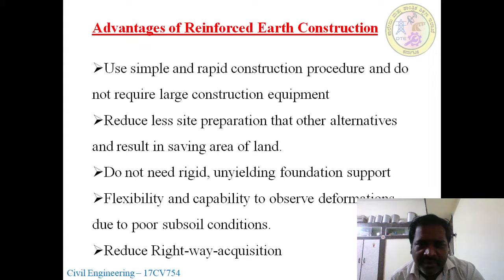Another advantage is flexibility and the capability to absorb deformations due to poor subsoil conditions, where the soil has less favorable properties. We provide the strips or reinforcement materials for the improvement of the soil's properties. Where we have a poor subsoil, we provide reinforcement to increase its properties, from poor to rich subsoil condition, and it reduces right of way acquisition.